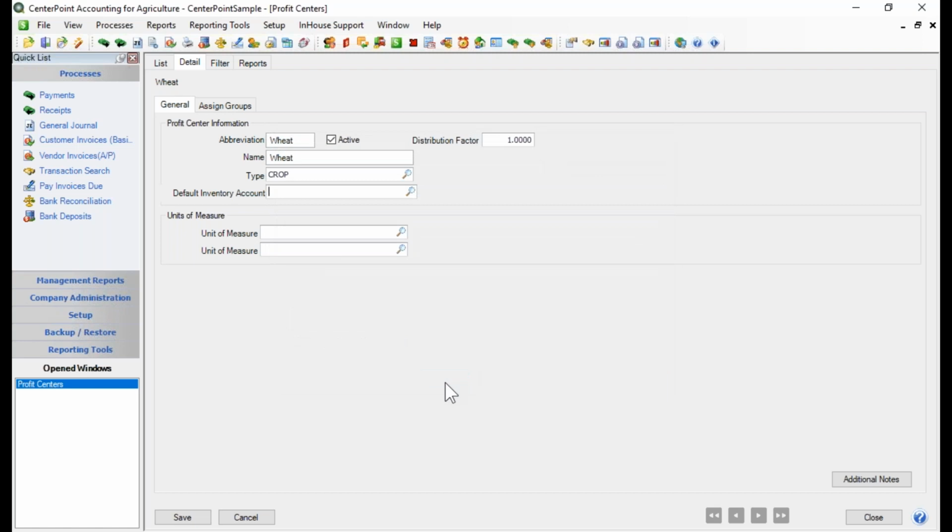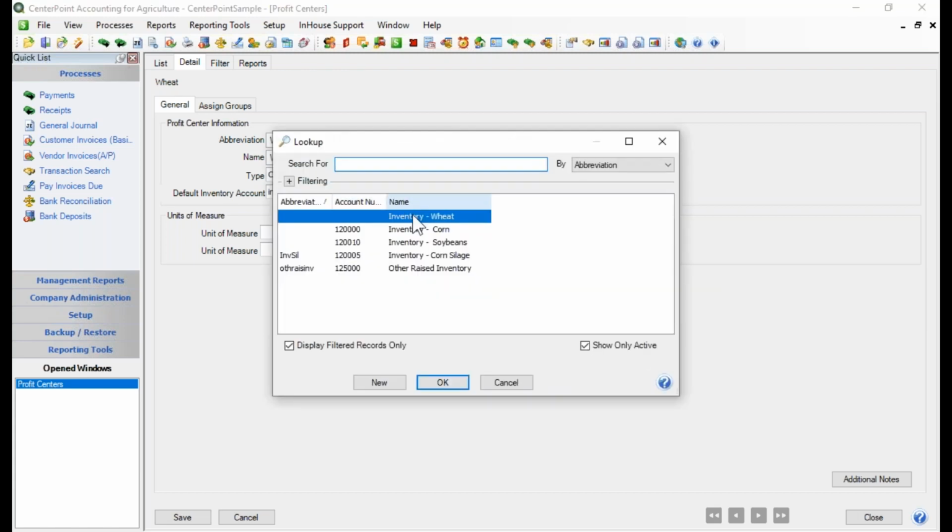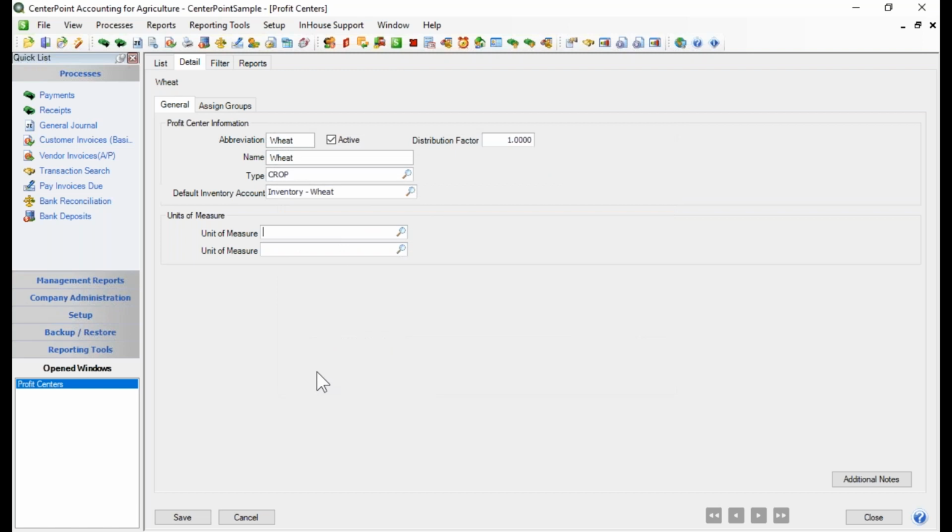For each profit center, I have an optional field here to identify the inventory account for that profit center. I'm going to go ahead and select my inventory account for wheat for this particular profit center, but that is an optional field. Then we're going to be asked to identify if this is a profit center that has any kind of inventory associated with it. It will ask us to identify the unit of measure or unit of measures for that inventory. For my wheat, we're going to go ahead and put in bushels.